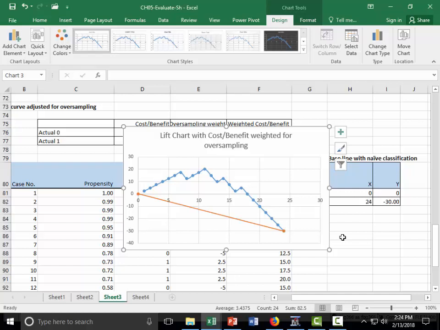So there are two important concepts here. One is the cost benefit. Okay. There is asymmetry there. And then there is oversampling that we have to do. We need to know why we have to do oversampling. And when we do oversampling, how do you adjust for that fact when you do the classification matrix and develop the cost benefit?